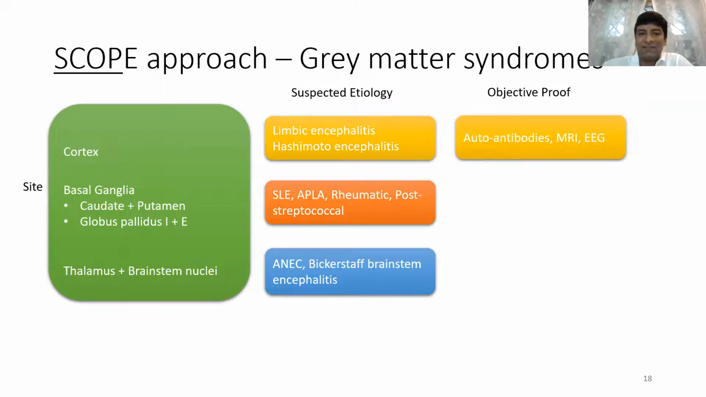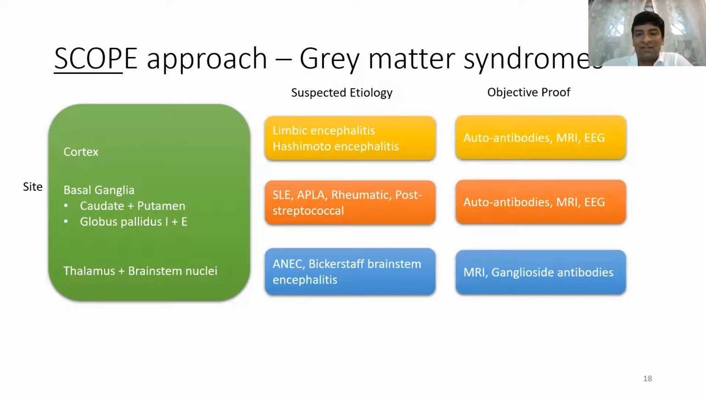So how do we establish objective proof? For each of these, there are antibodies. Limbic encephalitis has its own paraneoplastic and other antibodies like LGI1 and CASPR2. Hashimoto's encephalitis is diagnosed with the same antibodies that are involved in autoimmune thyroiditis, thyroid peroxidase and thyroglobulin antibodies. Of course, MRI and EEG evidence of pathology is required. And similarly, also specific antibodies for the related syndromes for basal ganglia involvement. And in Bickerstaff encephalitis, ganglioside antibodies may be useful.